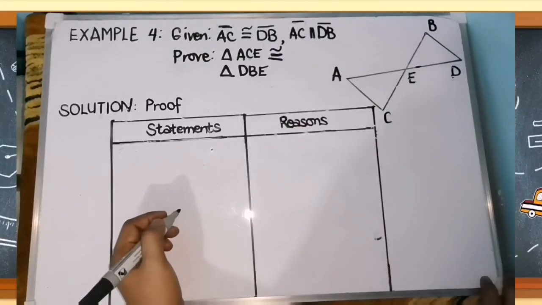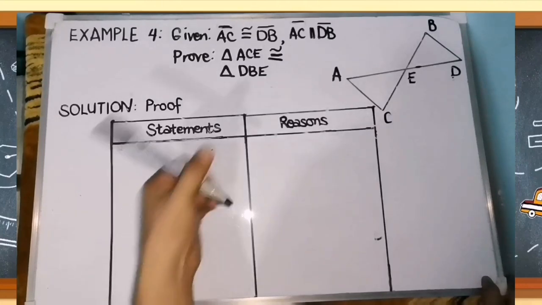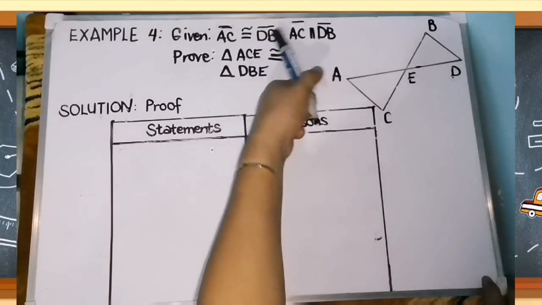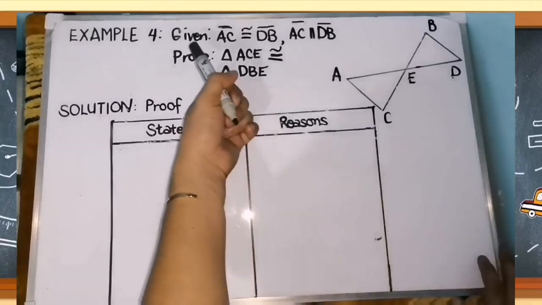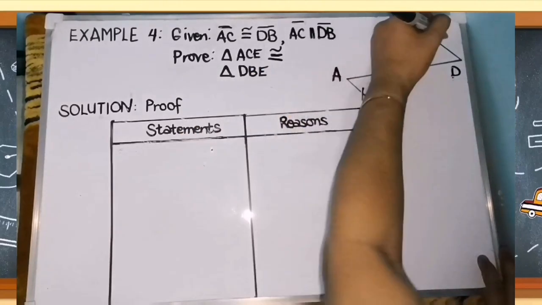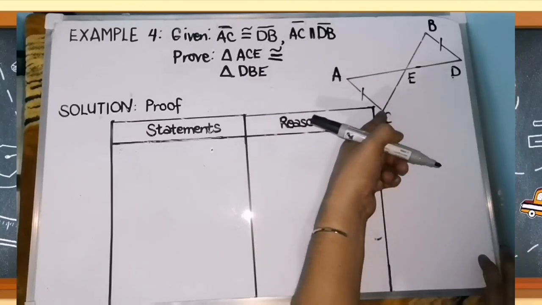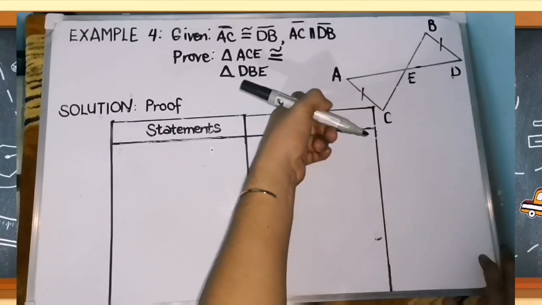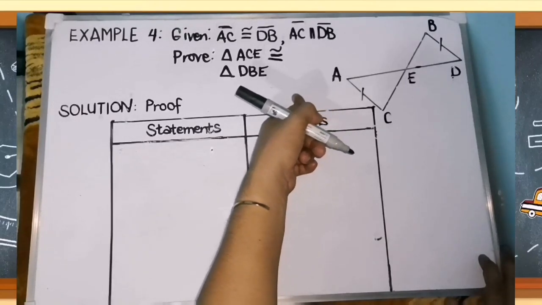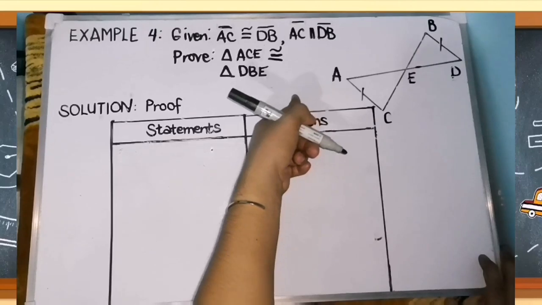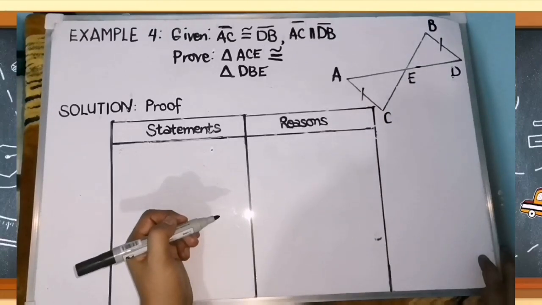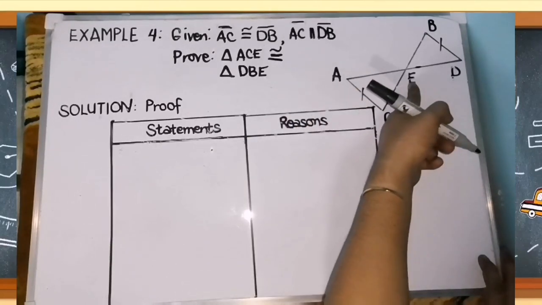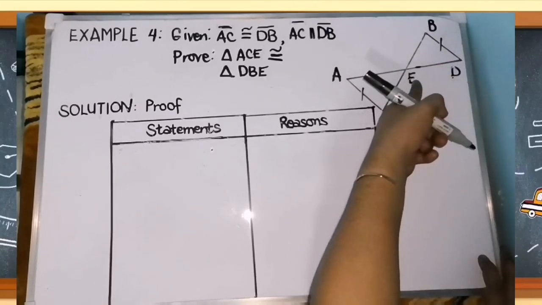For our last example, example 4, given segment AC is congruent with DB. Again, let us refer to the given illustration and put a marking. It says in the given that AC is congruent with DB and that AC is parallel with DB. When you say parallel lines, these are lines that do not intersect, no matter how far you extend them. We are going to prove that the two given triangles, ACE and DBE, are congruent.